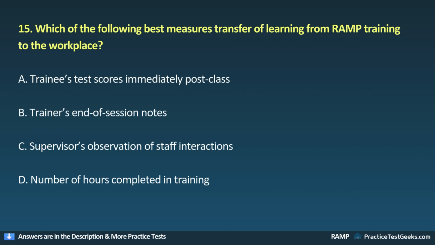15. Which of the following best measures transfer of learning from RAMP training to the workplace? A. Trainees' test scores immediately post-class. B. Trainers' end-of-session notes. C. Supervisor's observation of staff interactions. D. Number of hours completed in training.